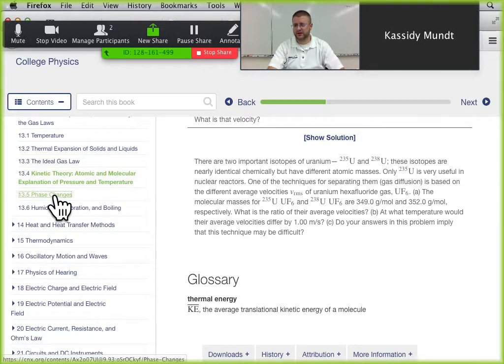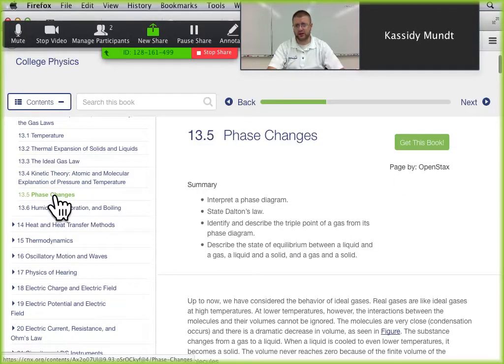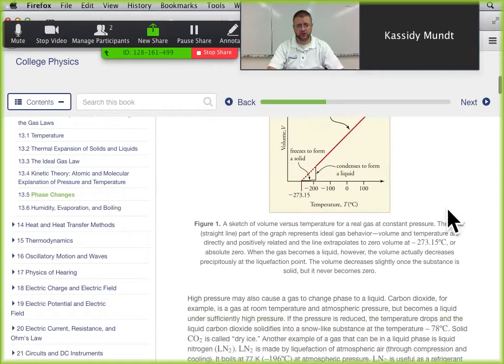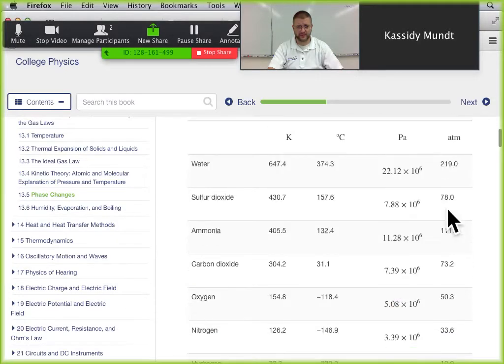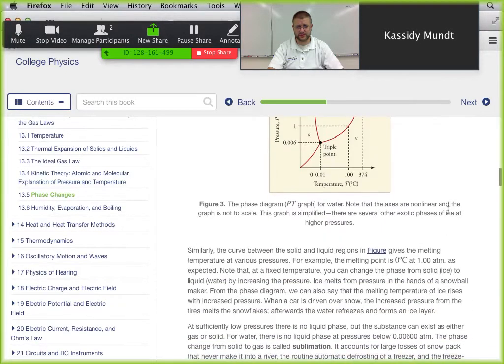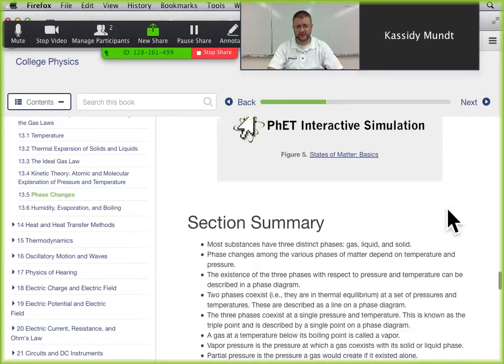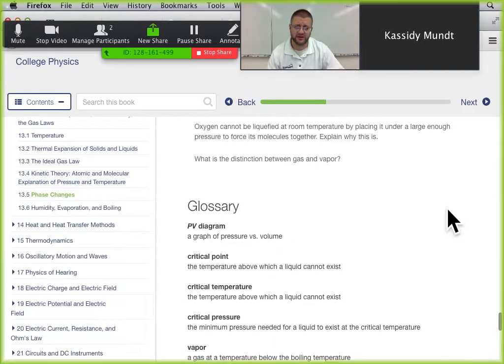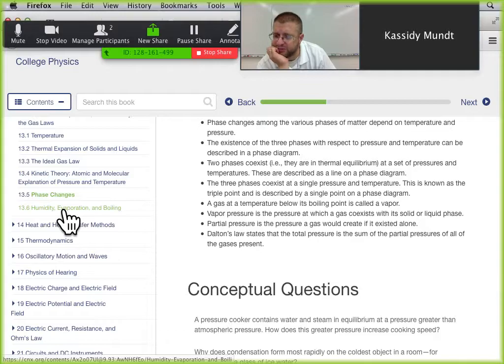Now, 13.5. It's all about phase changes. We did our triple point, right? Yep. Very fun. Talked about phase diagrams and other things. I'm not going to go into this stuff, and there's not really any homework to do. And I'm not going to go into humidity, evaporation, and boiling really either. We talked about that already. So we don't have any homework there. The homework's done for chapter 13.